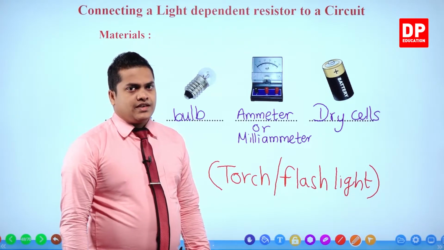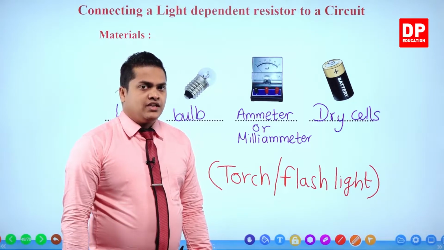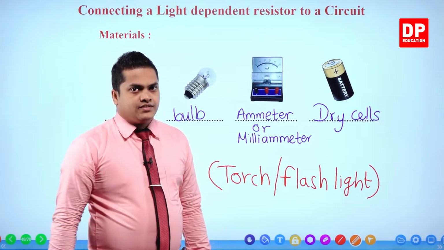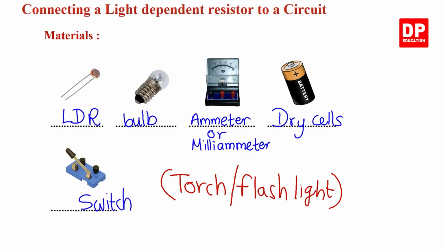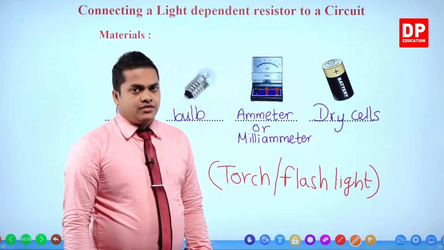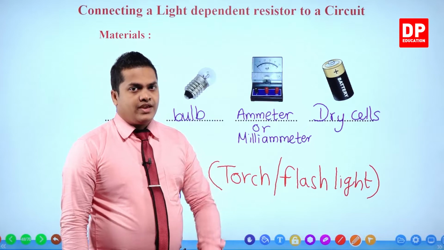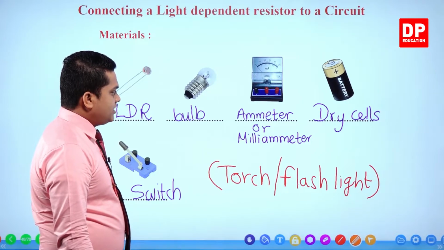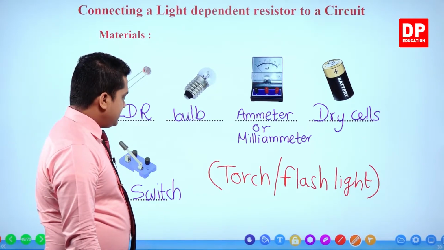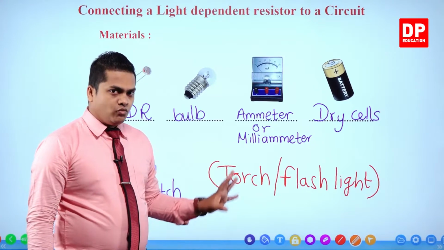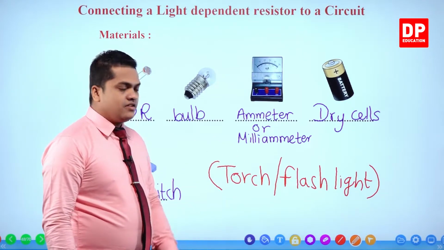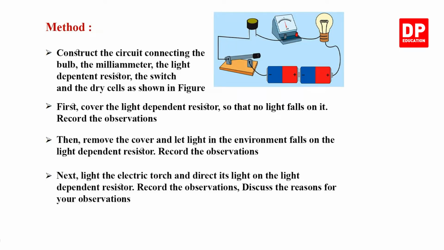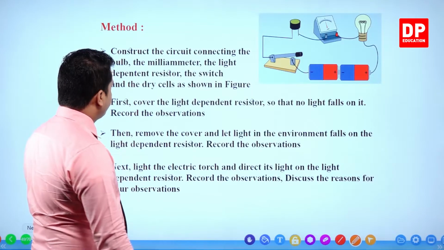So when I'm going to conduct the activity also, I'm not going to use that flashlight. It's because in my laboratory, I have plenty of lights. The only thing I need is to decrease the intensity of light. To decrease it, you know that I can cover it with my hand. Right then. So these are the materials you want: LDR, bulb, ammeter or else a milliammeter, then a dry cell, then a switch, and if you want, a torch or else a flashlight. Okay then. So let's see how to conduct our activity.